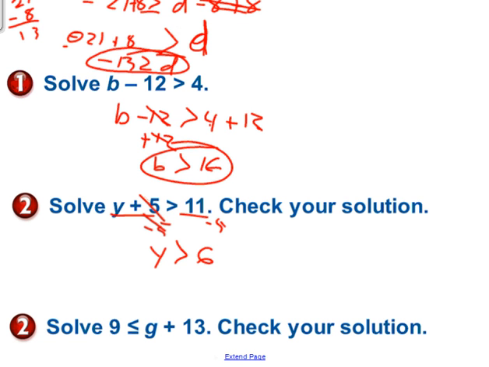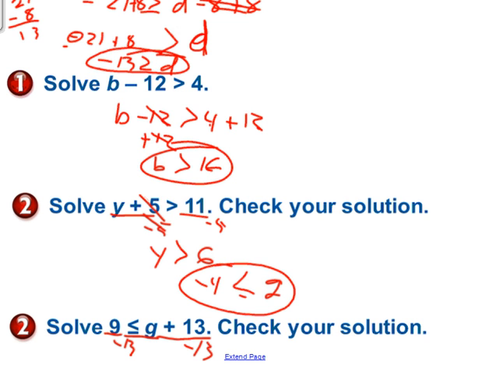Here I've got 9 is less than or equal to G plus 13. So I'm going to subtract 13 from both sides. That gives me that G is greater than or equal to 9 minus 13, which is negative 4. So G is greater than or, I'm sorry, negative 4 is less than or equal to G.